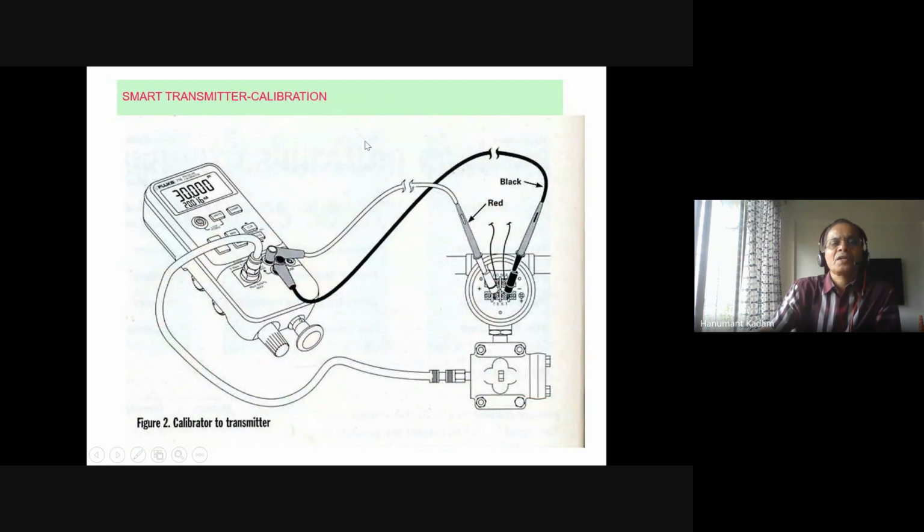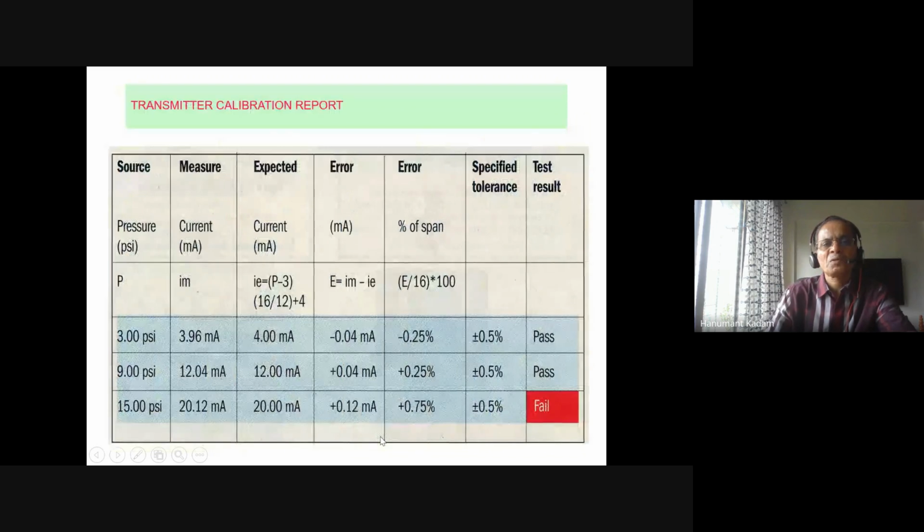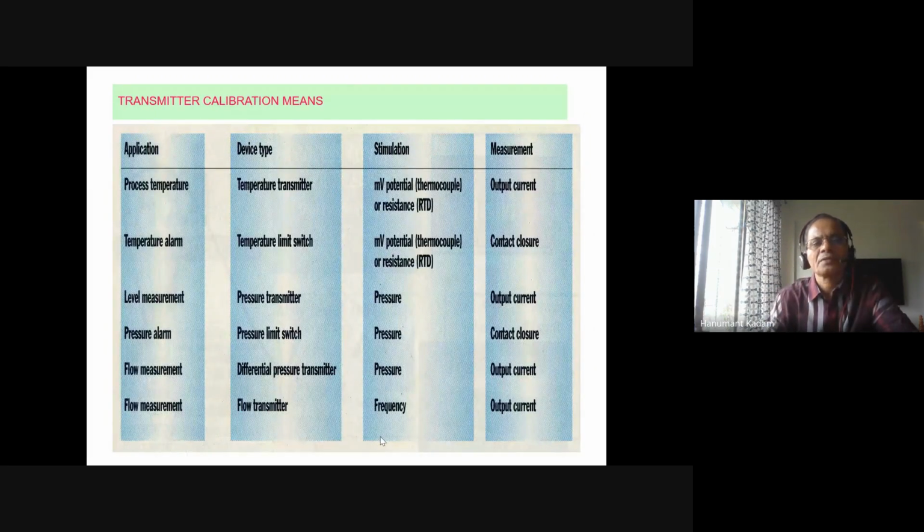So this way you are connecting. You see electrical signal wires, and this is the actual impulse line pressure you are applying. So this is what about the calibrator.